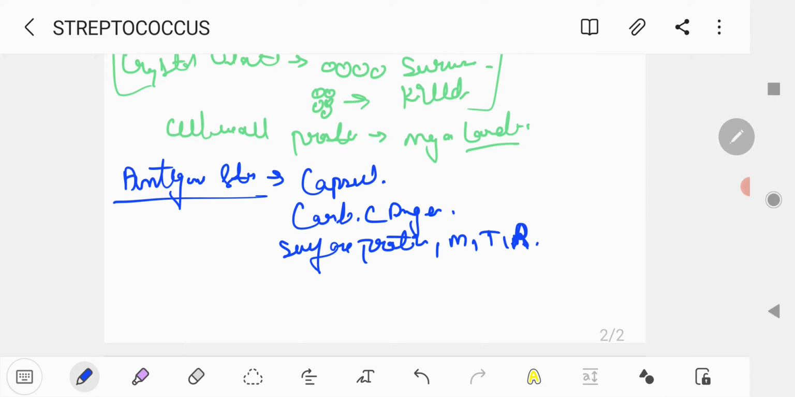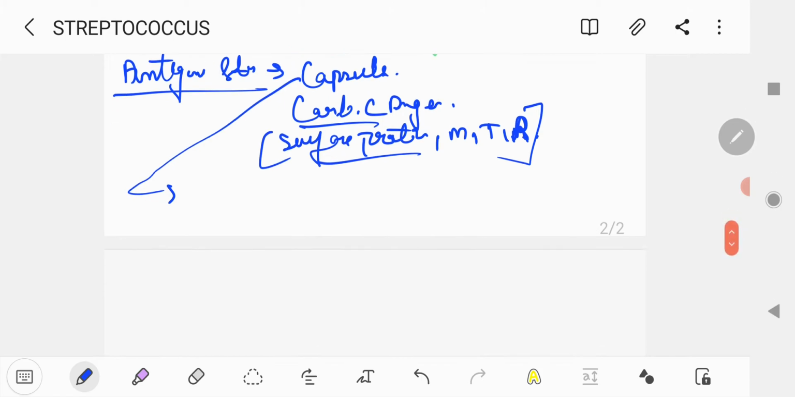Like I give you an example from pathology: in rheumatic heart valve disease, rheumatic fever, the streptococcal M protein will mimic myocardium or heart valve cells. So it cannot be detected by the normal physiology or normal defense mechanism of the human body. So these are the important surface proteins, they actually mimic.